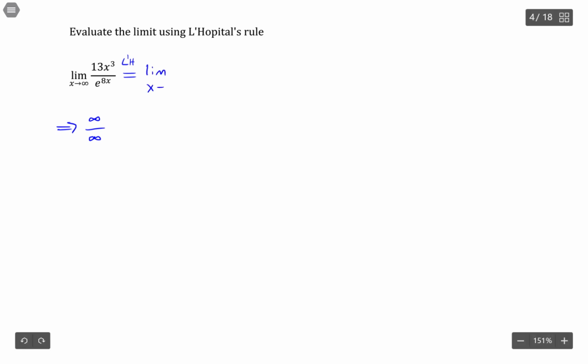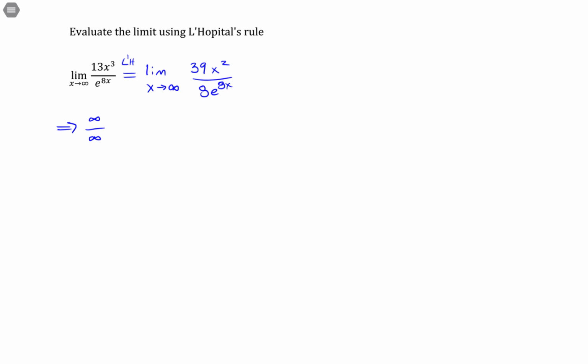What it says is to take the derivative of both the numerator and denominator. So this would be 13 times 3 is 39, and then that's x squared, over the derivative of e to the 8x, which would be itself times the derivative of the exponent, which is just 8. So this would be 8 e to the 8x.